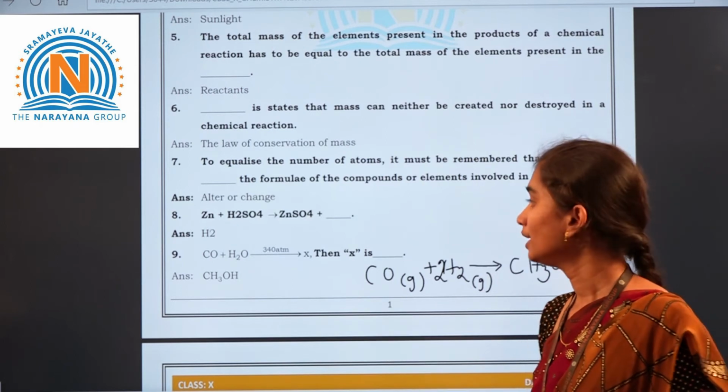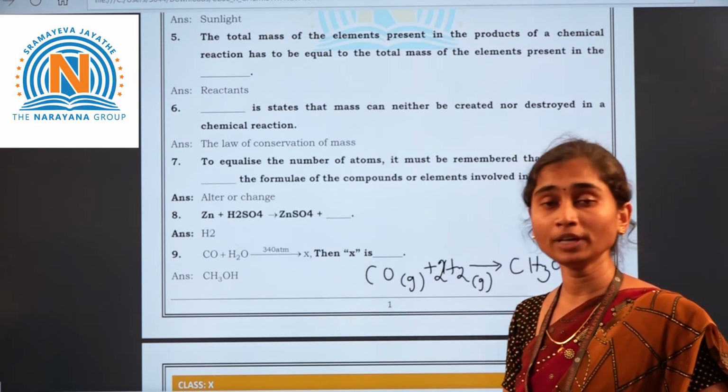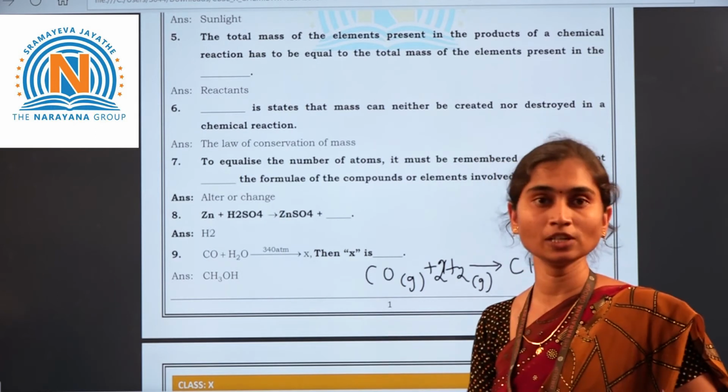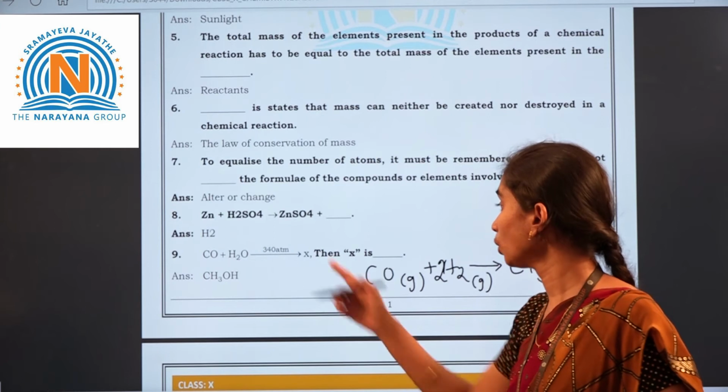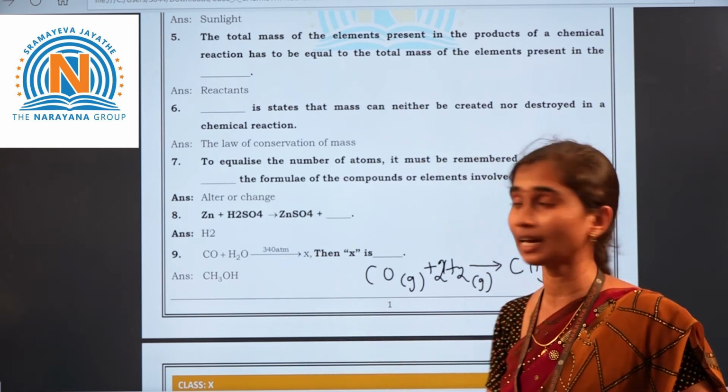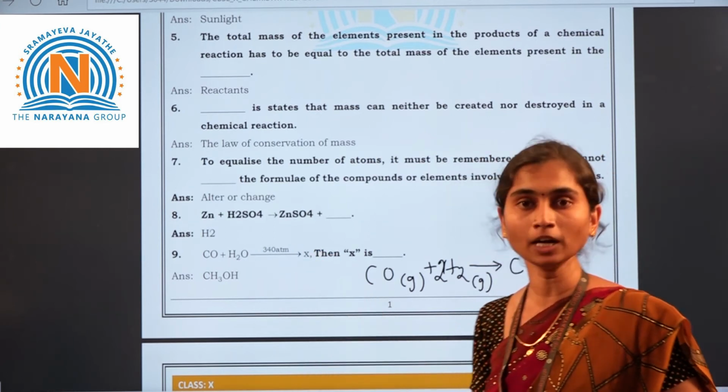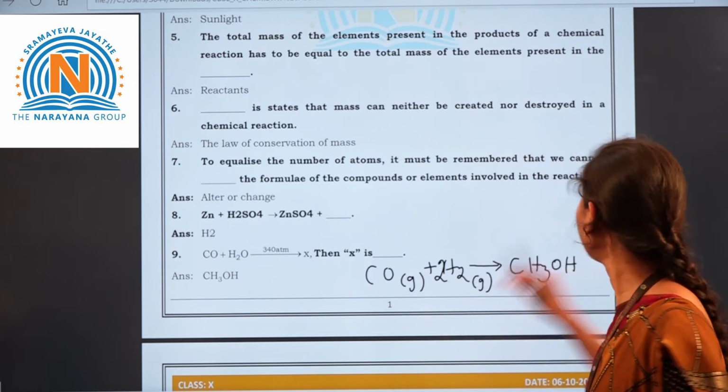CH3OH, methanol. See here, for some reactions we need to mention the conditions, such as temperature, pressure or catalyst. So here, for this chemical reaction to occur, we are taking 340 atmosphere pressure. Right? Let us go for the next question.